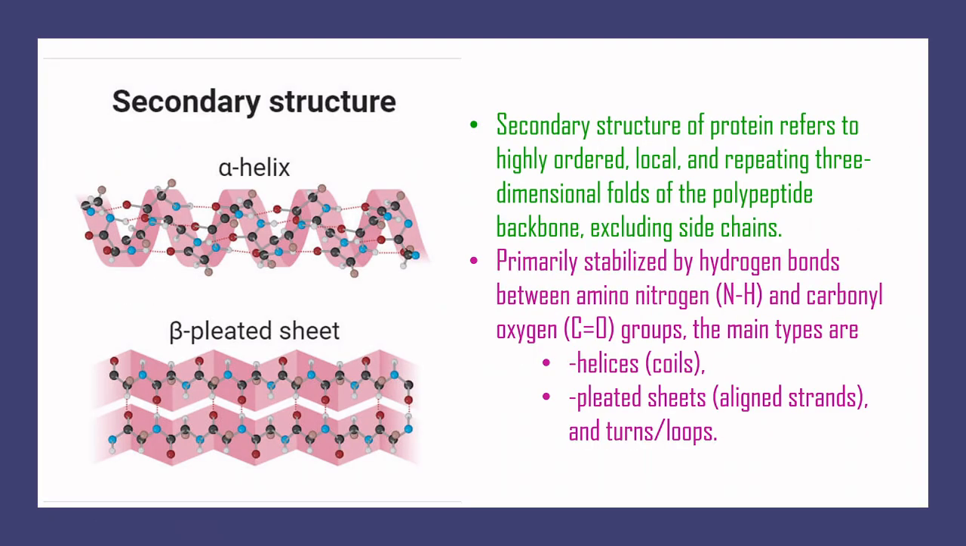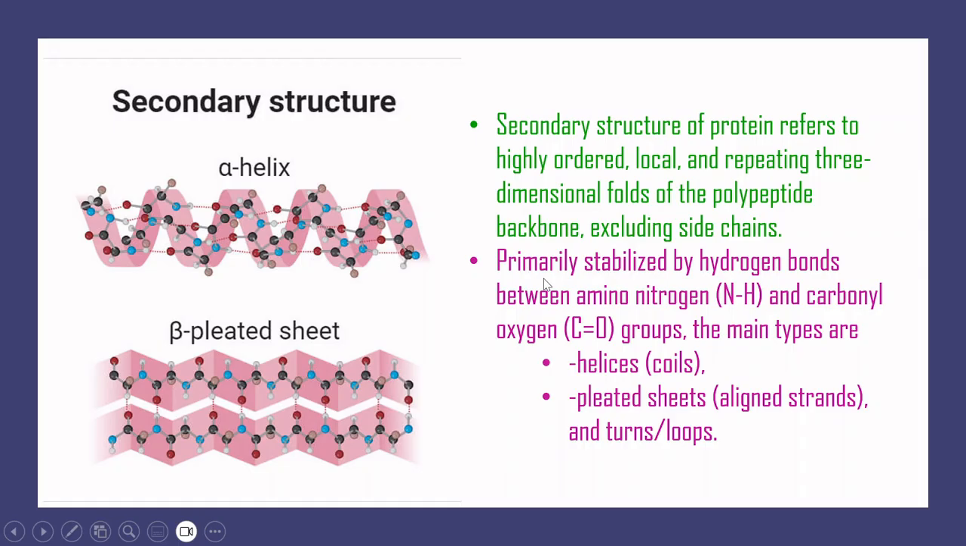Moving on to the secondary structure, we know that primary structure is a sequence of amino acids. Now, more such primary structure collectively forms secondary structure. So, secondary structure is highly ordered, local, repeating three-dimensional folds of the amino acid sequence or polypeptide chain, excluding side chains. You don't have to take side chains into account in secondary structure.